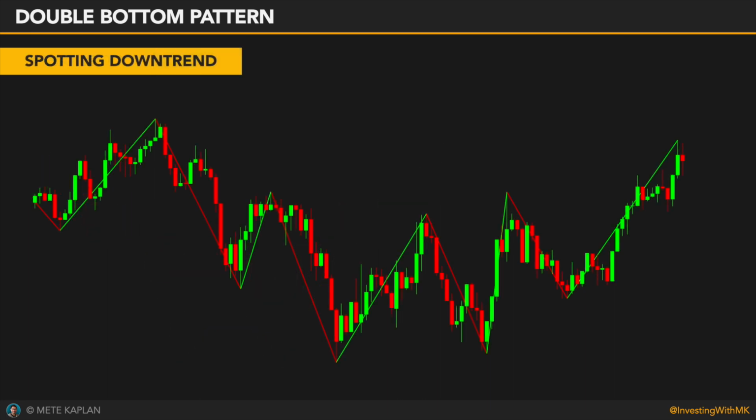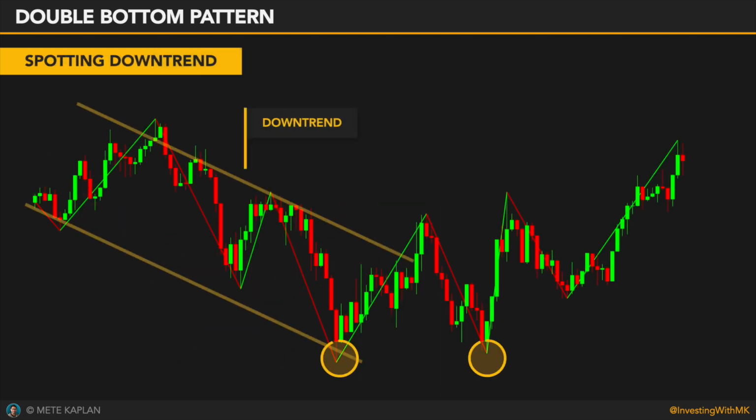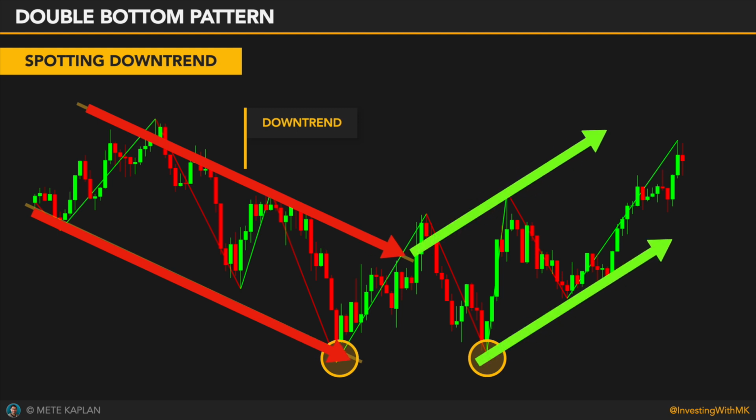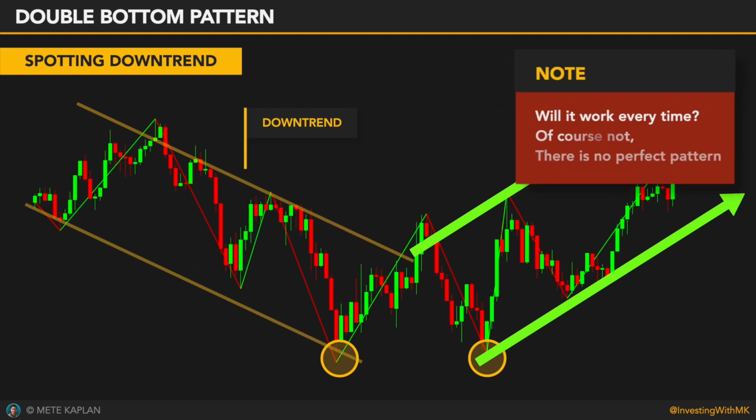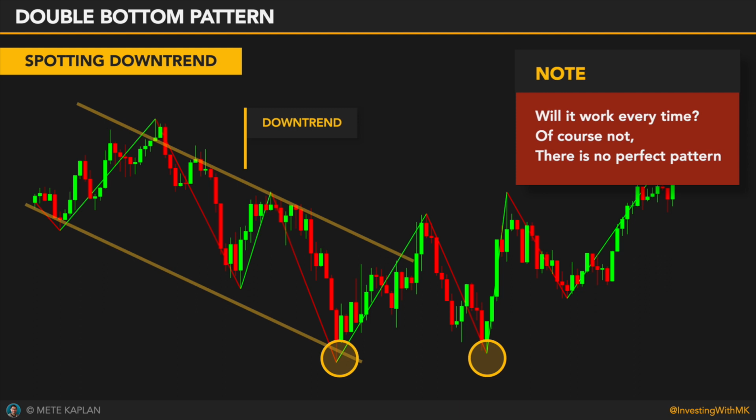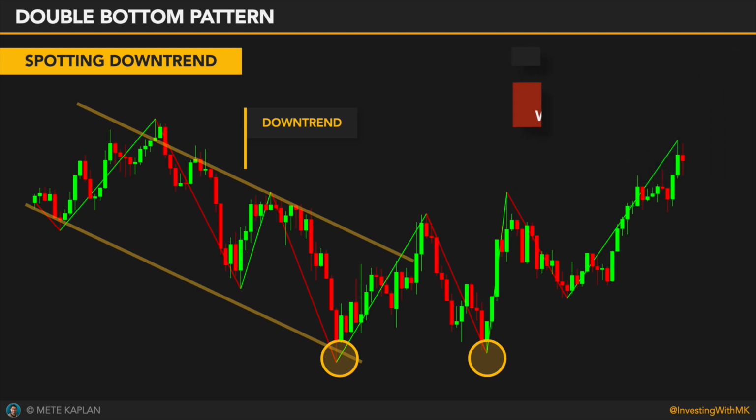You will see the double bottom pattern generally at the end of a downtrend. With the double bottom, we expect the trend will change from a downtrend to an uptrend. Will it work every time? Of course not. Like every other strategy, technique or pattern, this is also not perfect. But I will teach you how you can improve double bottom pattern trading for maximum profit and cut your losses quickly if it is needed.